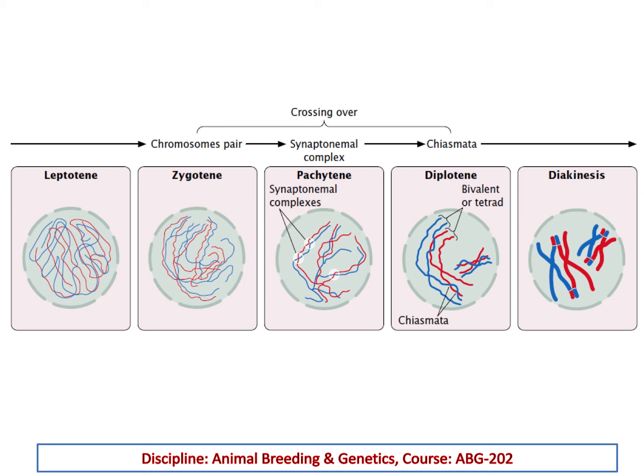And then chiasmata, bivalent or tetrad, they are there, and they will cross over their DNA fragments. And in diakinesis, you can see the chromosomes with exchanged fragments, parts of the DNA, and that is basically the event of crossing over, and that's responsible for the variation from cell to cell, from individual to individual.